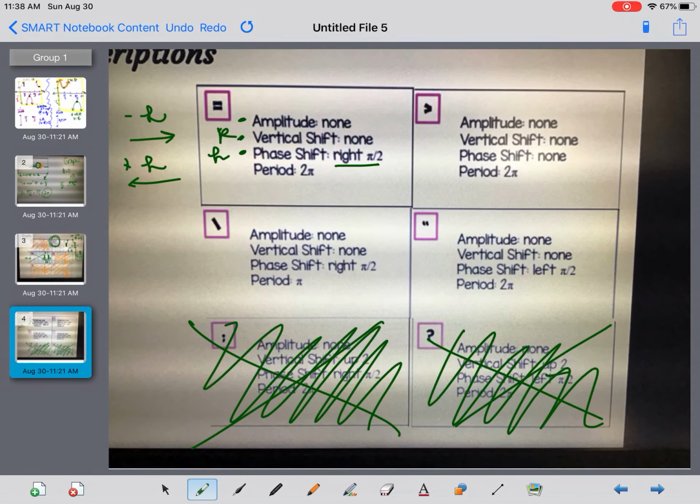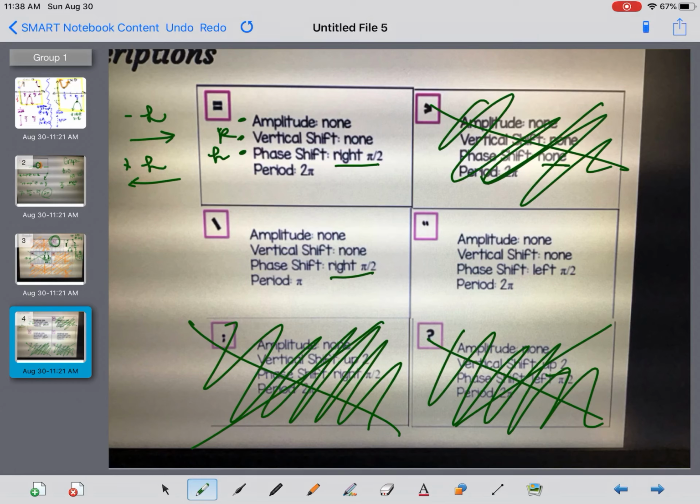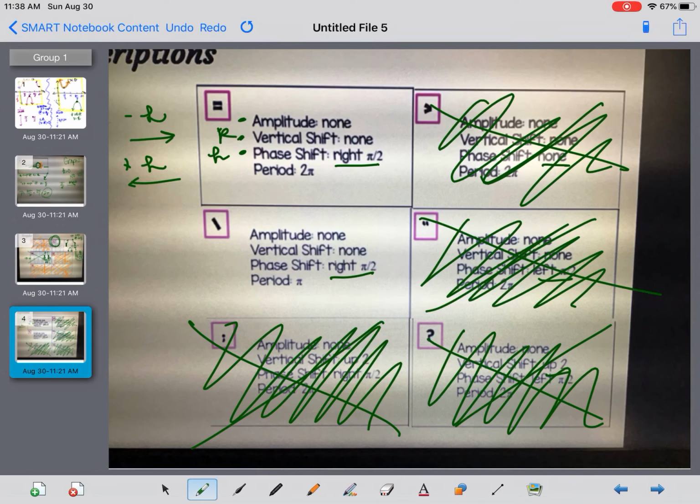The first one says right pi over 2, so that one's still okay. This next one says none, and we know that it is right pi over 2, so that's not okay. We'll get rid of that one. This one says right pi over 2, so we're still okay. And this one says left pi over 2, and that's wrong as well.